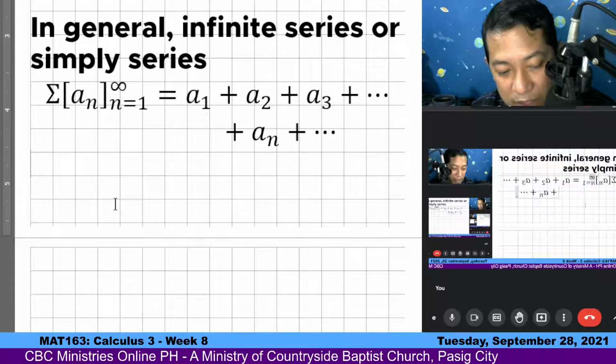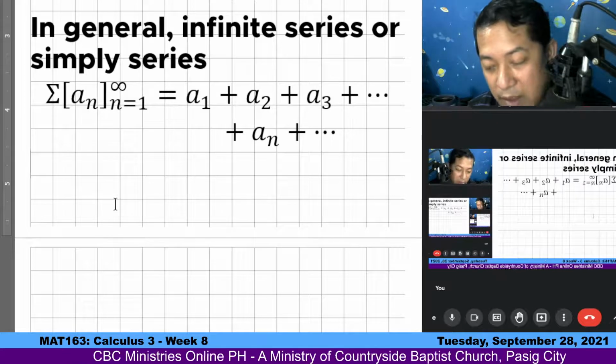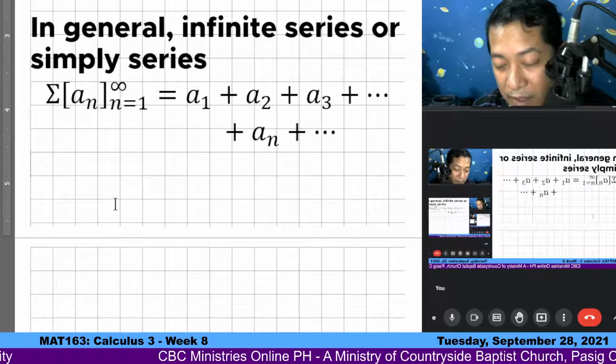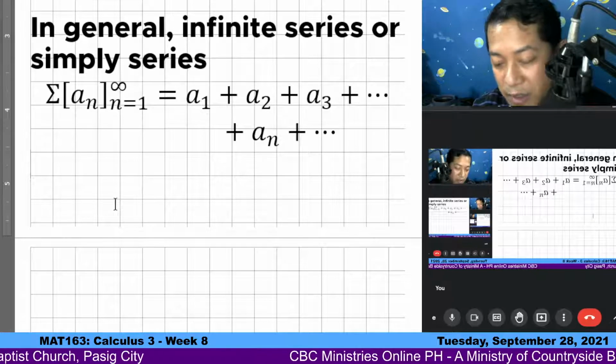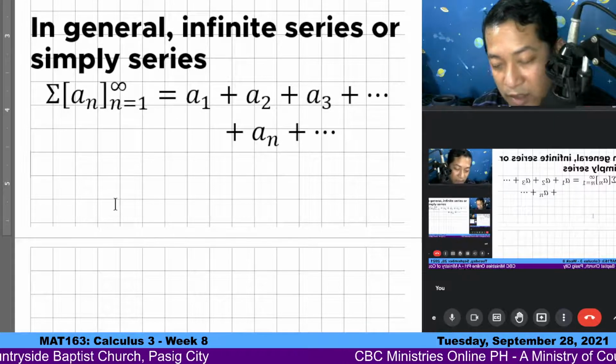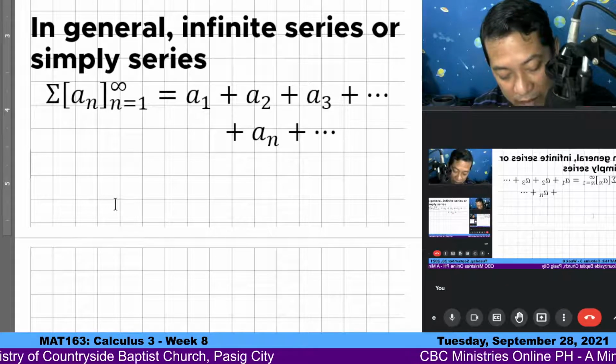So this could be segmented, depending on the problem. Perhaps we could have a portion, perhaps the first 5 terms or the first 10 terms, not necessarily the infinite term, because we really cannot determine the infinite term.